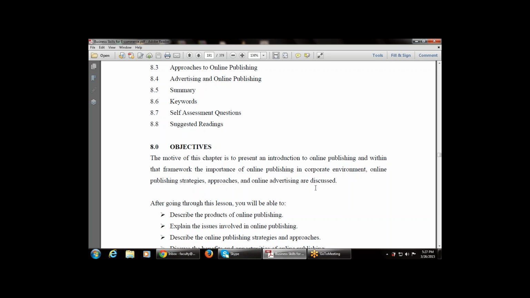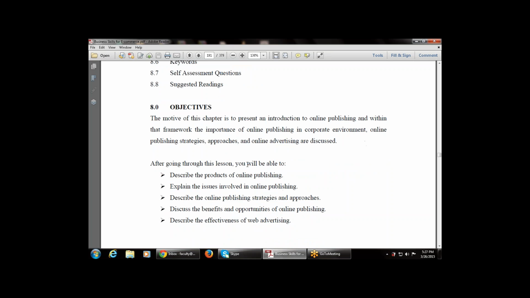What is the main introduction to online publishing, how to use online publishing, and what is the importance of online publishing in the day-to-day environment, and what are the various approaches and strategies available with online publishing. After going through this lesson, you will be able to understand the concept and the products of online publishing, and explain the issues that are involved in online publishing.